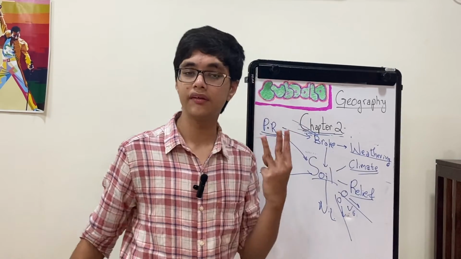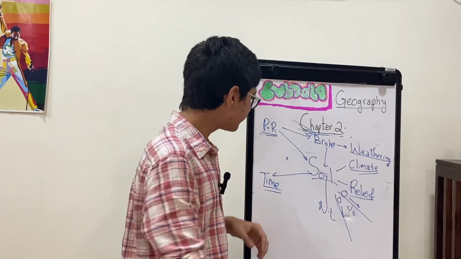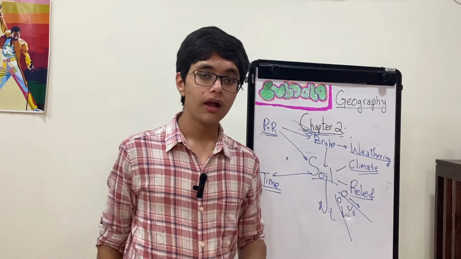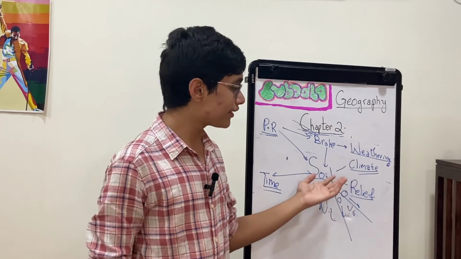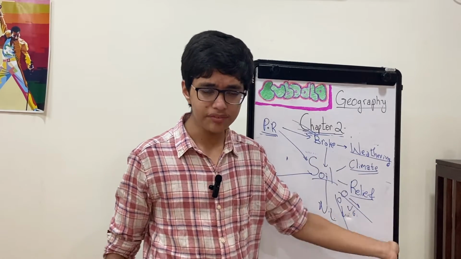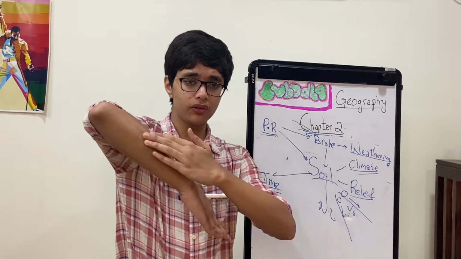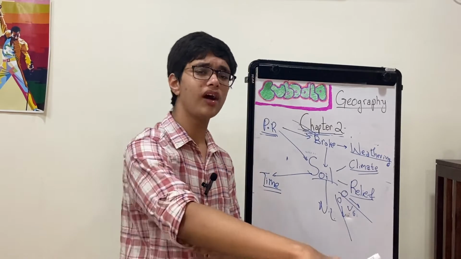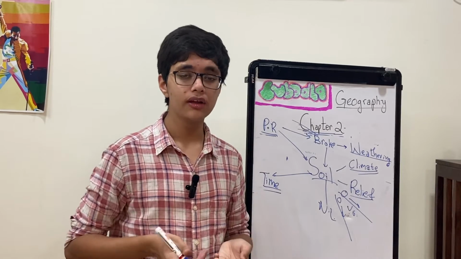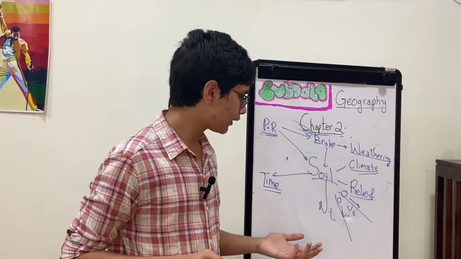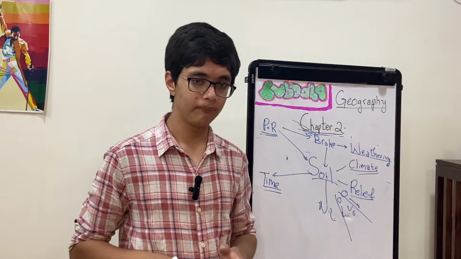First is parent rock, where we have 3 types of rocks: sedimentary, igneous, and metamorphic. Next is climate, how rainfall, temperature and humidity affect the formation of the soil. Next is relief: if the slope of an area is more, then the parent rock tends to fall down faster, causing a change in the texture of the soil, making it rough. So that is the concept of relief. Relief is basically slope and altitude combined.